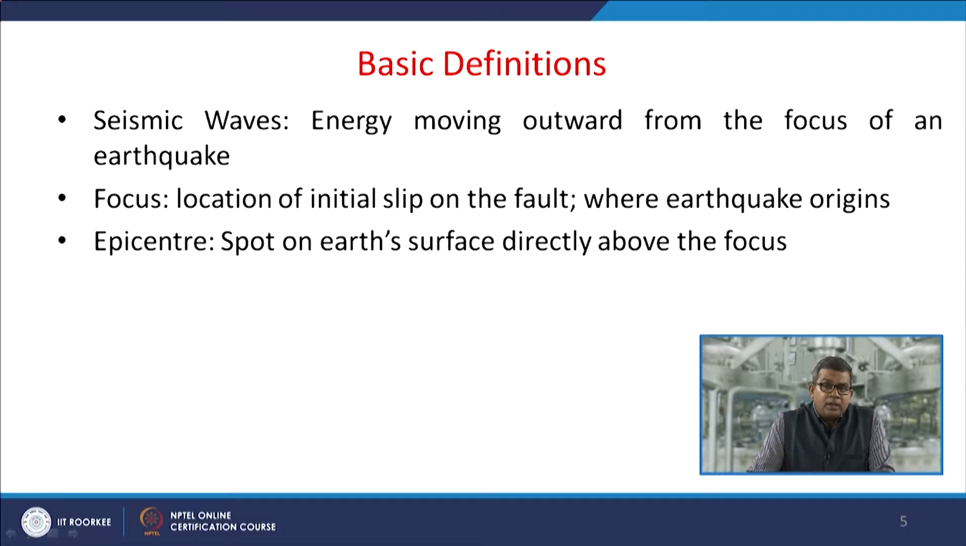In the previous slide, we had several terms, so it is good to have a basic definition of those words. Seismic waves: this is energy moving outward from the focus of an earthquake. Focus: the location of initial slip on the fault where the earthquake originates. Epicenter: the spot on the earth's surface directly above the focus.